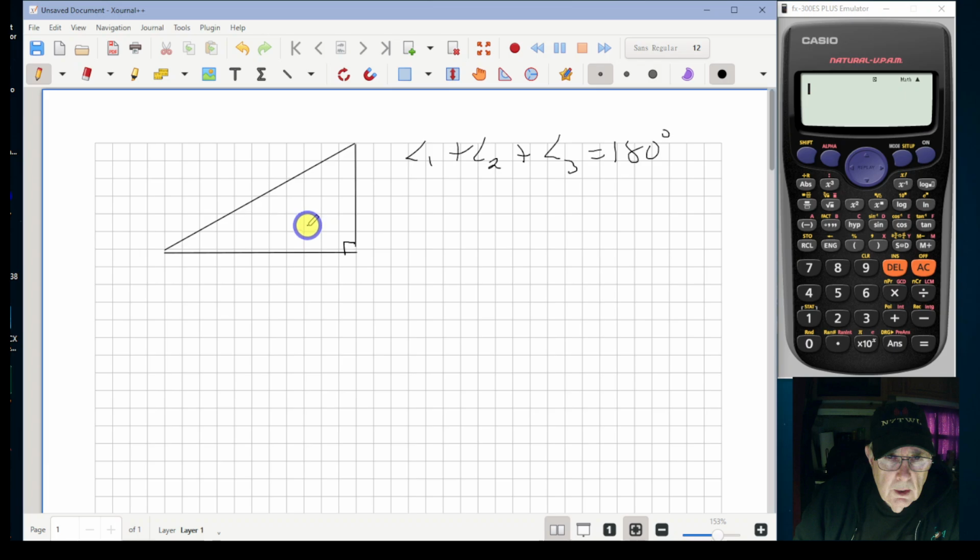Let's call these angle A, angle B, angle C. C is our right angle. We also have three sides, and the sides are typically lettered opposite their angle. We'll use lowercase a here, lowercase b here, and typically in a right triangle, the long side, the hypotenuse, is always c. It turns out that there's a relationship between the three angles and the lengths of the sides.